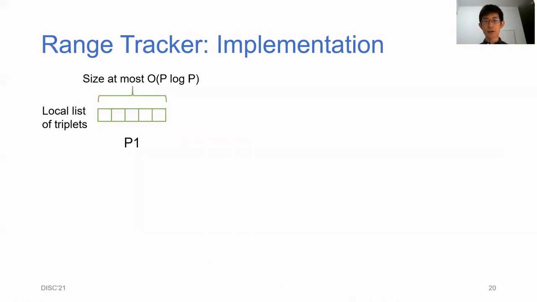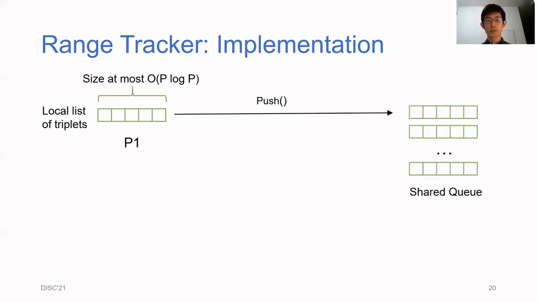This will be an overview of how our range tracker works. Each process maintains a local list of triplets. Most deprecate operations simply append a triplet to this local list and return. When the local list reaches size p log p, it is pushed onto a shared queue, and then two lists are popped from the shared queue to prevent it from getting too big.